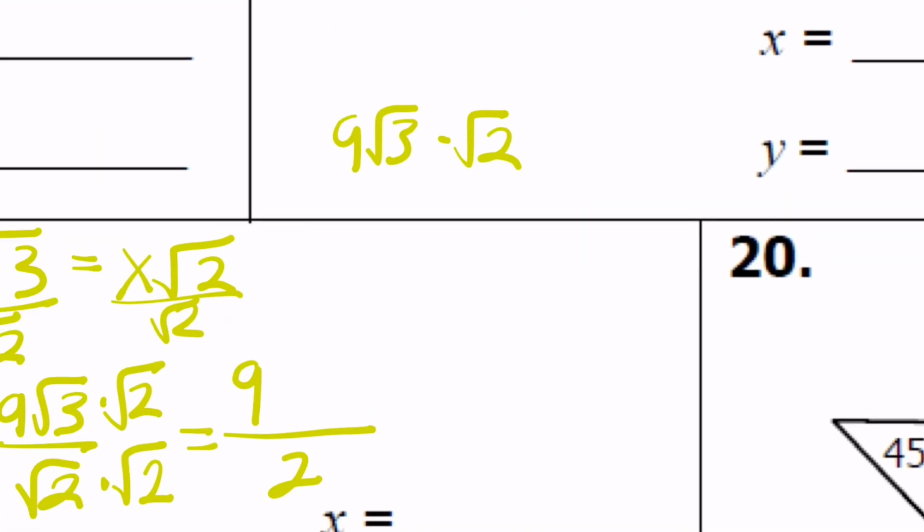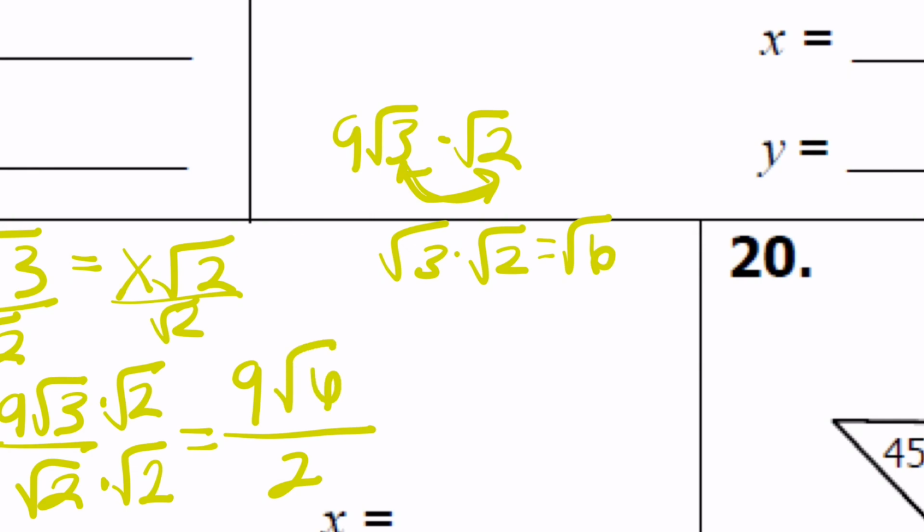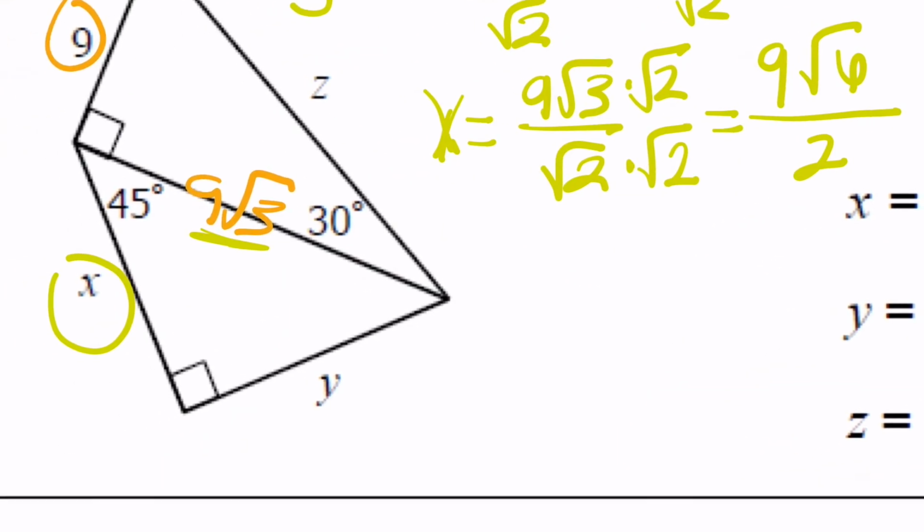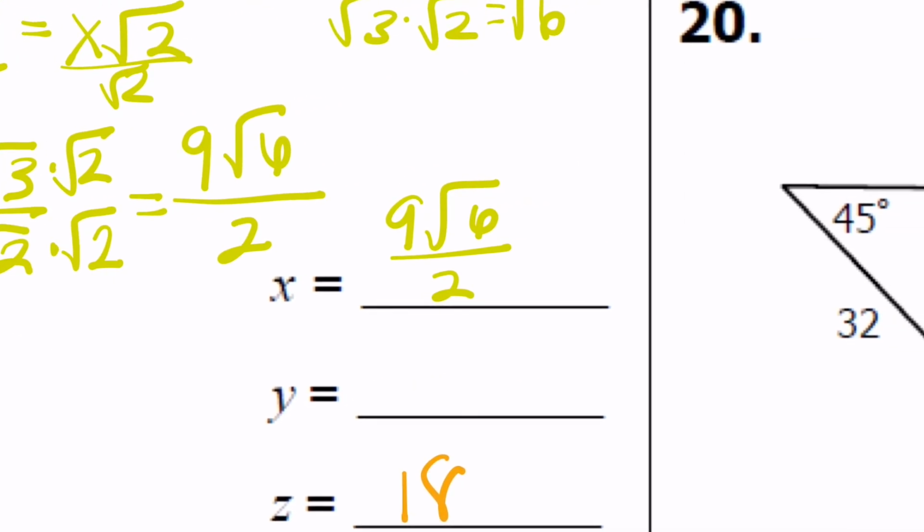And then I'm going to multiply my two radicands together. So the square root of 3 times the square root of 2 equals the square root of 6. I can't find the square root of 6, so I just leave it square root of 6. And then I look and see, can I simplify 9 over 2? I can't. So that leaves me with x equal to 9 square root of 6 over 2. And because this is a 45, 45, 90 triangle, that is also what y is equal to. 9 square root of 6 over 2.